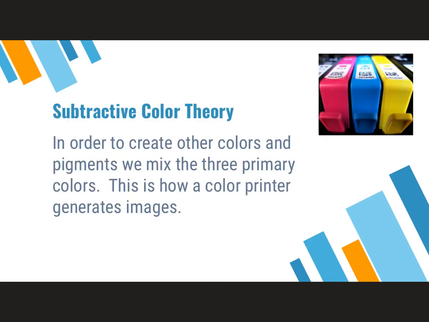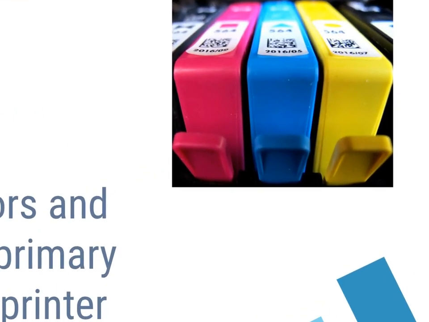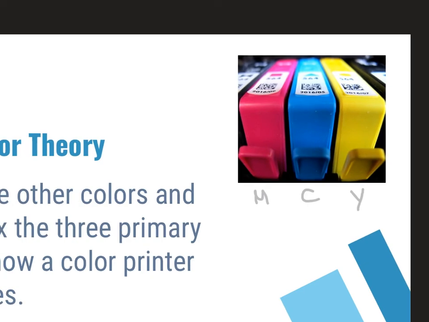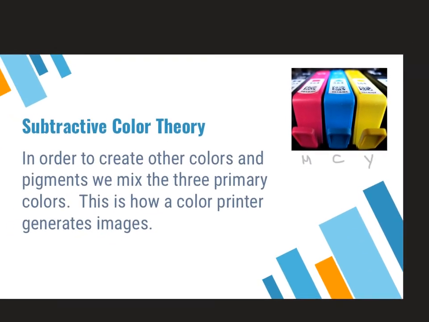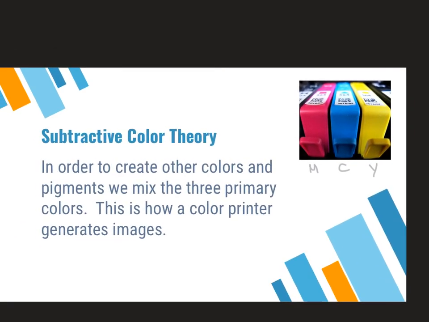So in order to get colors using subtractive color theory, we start with the three primary subtractive colors. And again, if we look over at my printer example here, whenever you get a color printer refill, you get three colors. You get magenta, you get cyan, and you get yellow. Okay. The reason for that is with those three primary ink colors, you can make any other color.